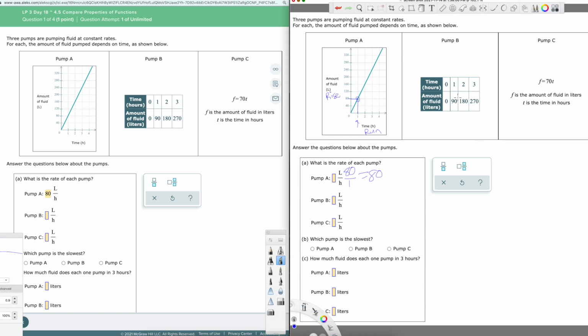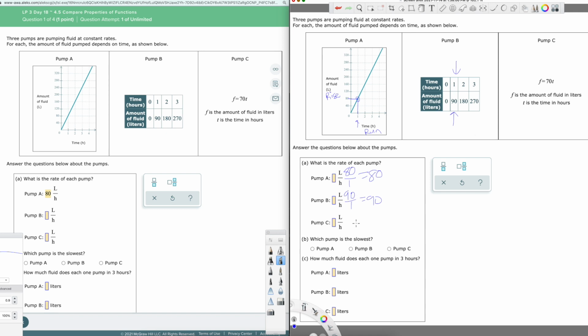For pump B, same thing. I want to find where it's 1. So I'm going to go here, time hours, 1. So my fluid would be 90 minutes. So this one pumps at 90 minutes per hour. Okay, or 90 liters per hour. So the first pump was 80 liters per hour. The second one is 90 liters per hour.